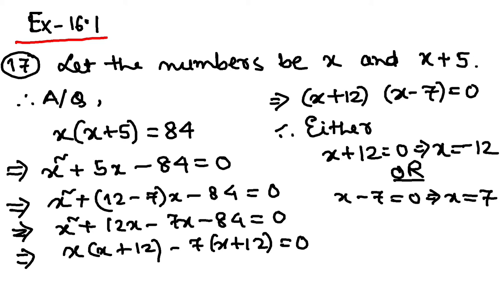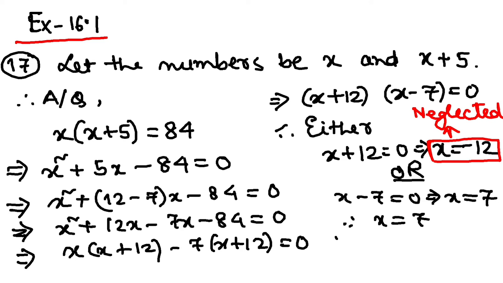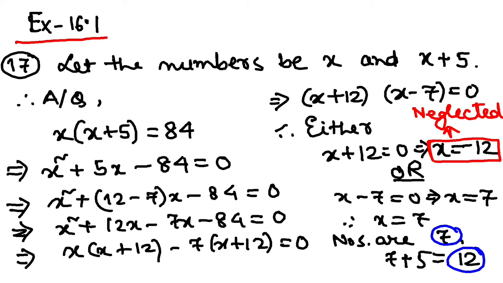Now if you look at the question, find two positive numbers. You got x equal to 7 and x equal to minus 12. This x equal to minus 12 has to be neglected. Why? Because x is positive, but here x is negative. So what is the value of x then? x is 7. So my numbers are, one is 7, other is 7 plus 5, that is 12. That means my numbers are 7 and 12. Alright, this is how you are going to solve question number 17.